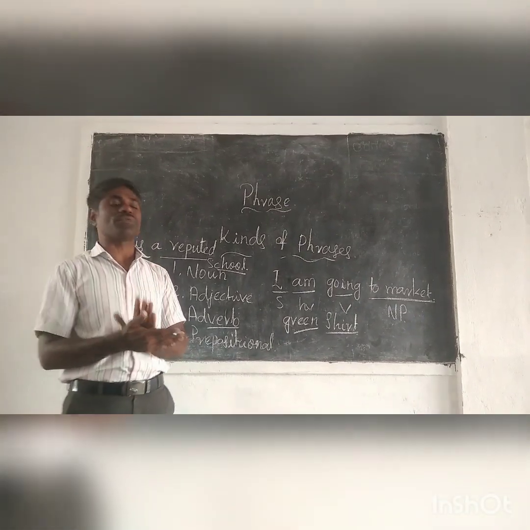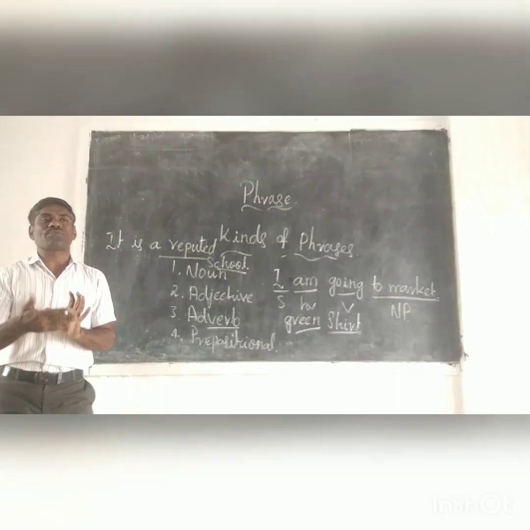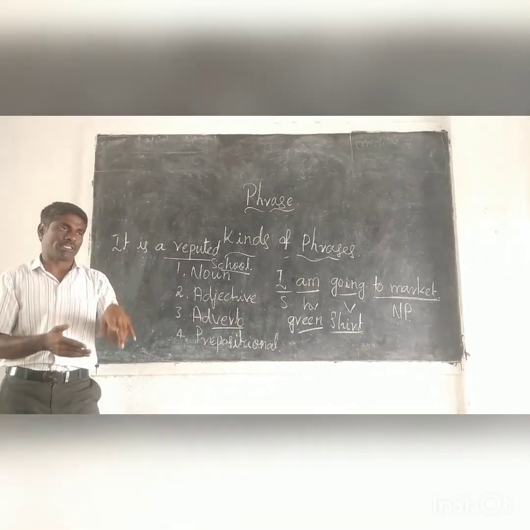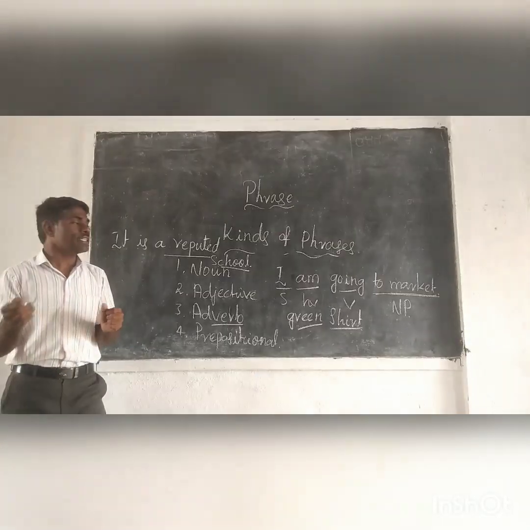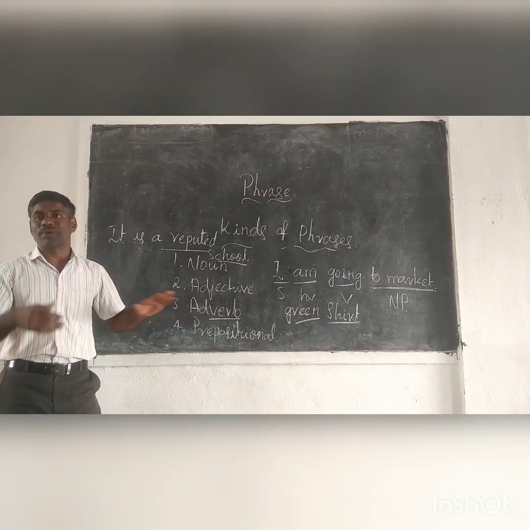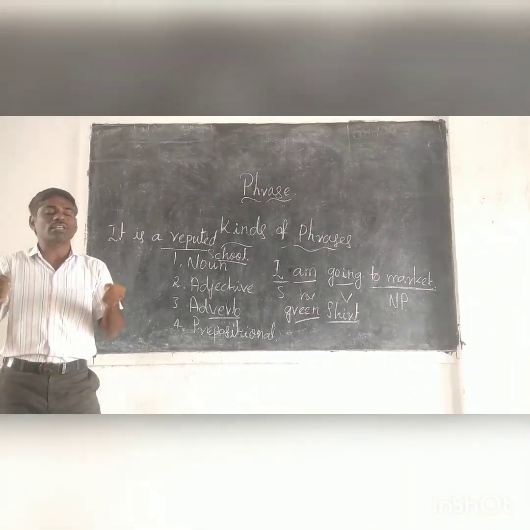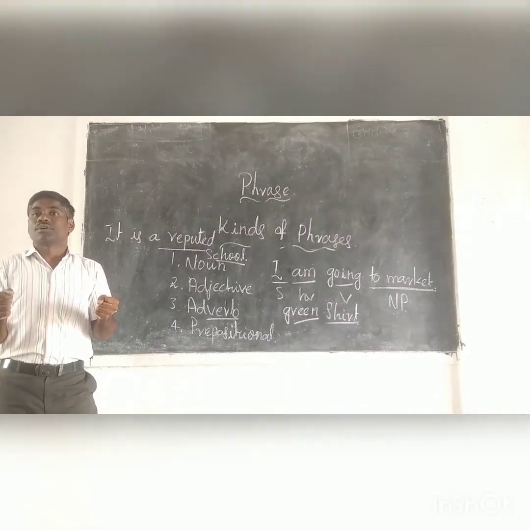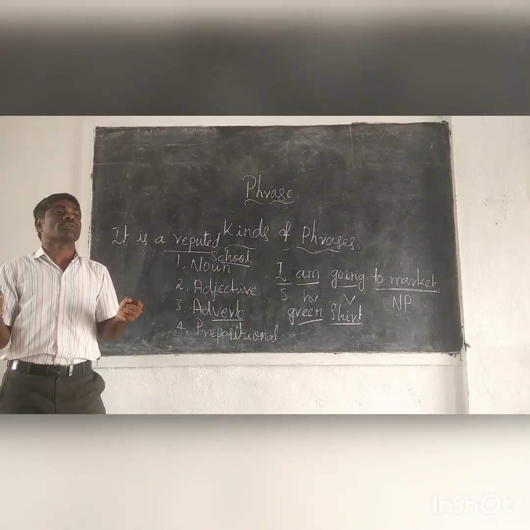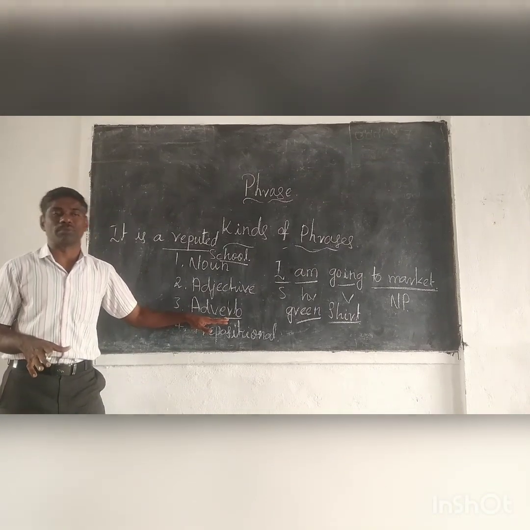In this adverb phrase, for example, he fell on the ground. On the ground becomes the adverb phrase here. He fell. Where did he fall? On the ground. He drives the car with great speed. With great speed becomes another adverb phrase.